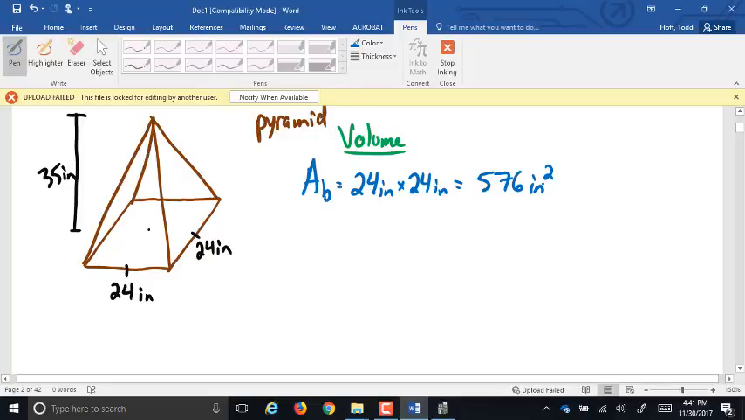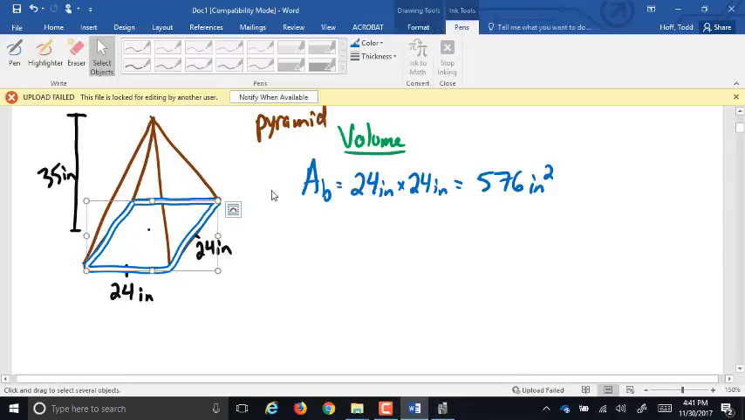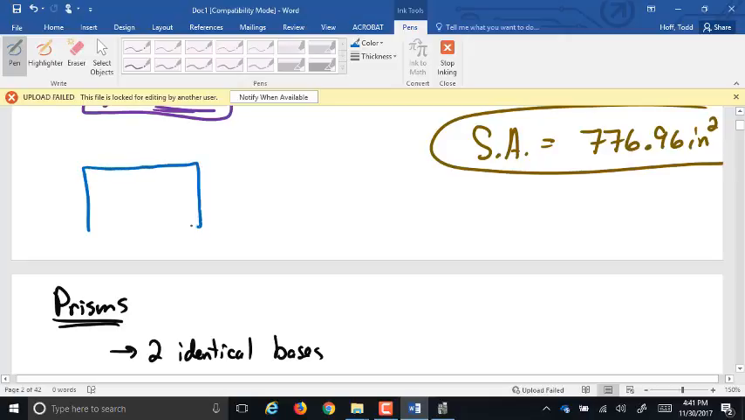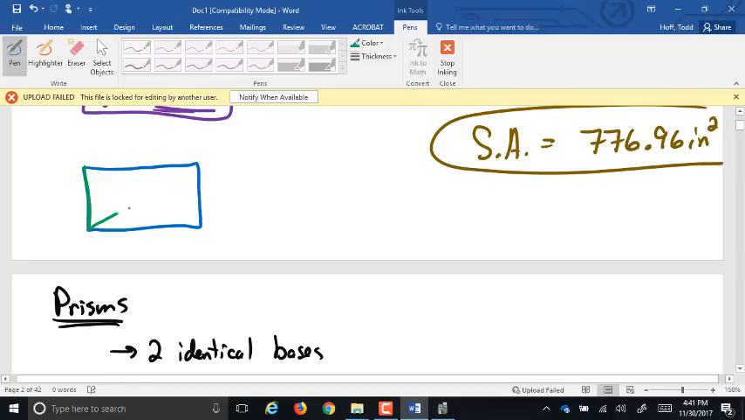However, you can see that we can't just take that base and move it through space to make that shape. It doesn't make the pyramid, does it? Because the pyramid comes up to a point. It can't be just the area of the base times the height. When we were dealing with rectangles and triangles, to find the area of the triangle, it was just half of the area of the rectangle, right?